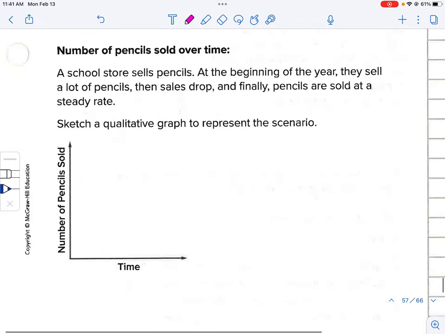A school store sells pencils. At the beginning of the year, they sell a lot of pencils. Then the sales drop, and finally the pencils are sold at a steady rate. So at the beginning of the year, they haven't sold anything. Then they sell a lot of pencils, so all of a sudden, a lot of pencils were sold. Okay? Then it says the sales dropped. Finally, the pencils are sold at a steady rate. So it's at the same rate. And there you have it.